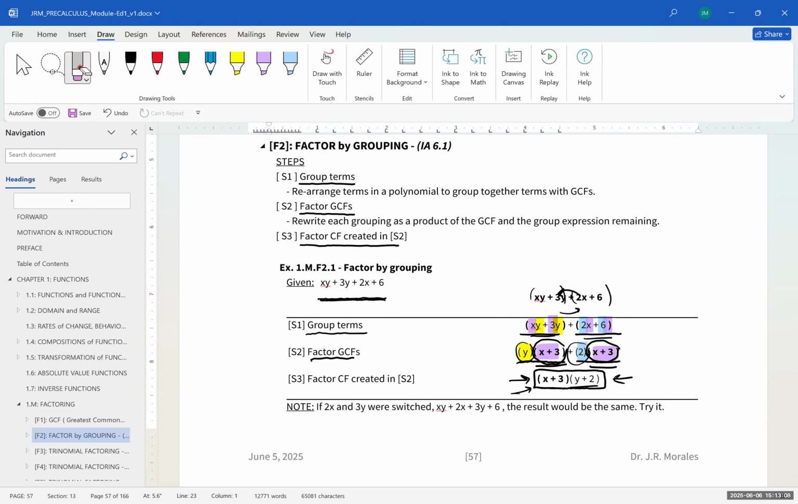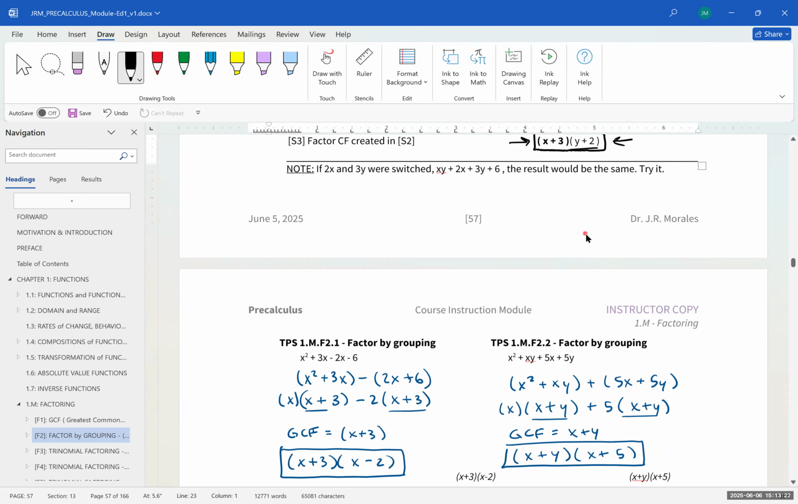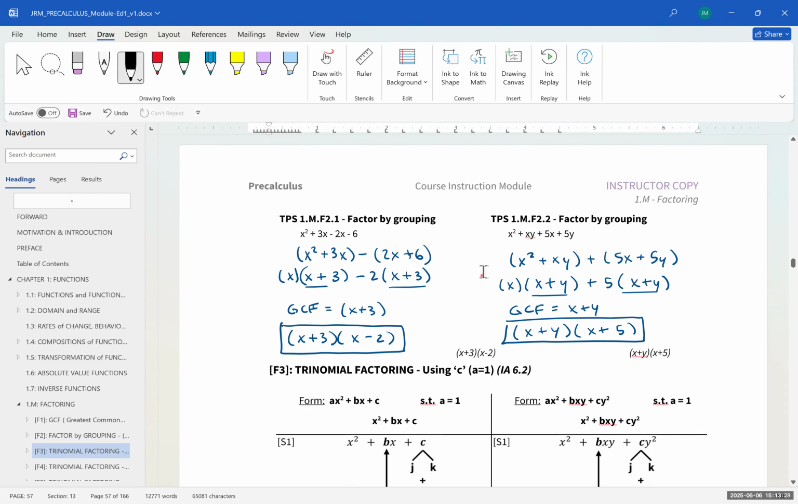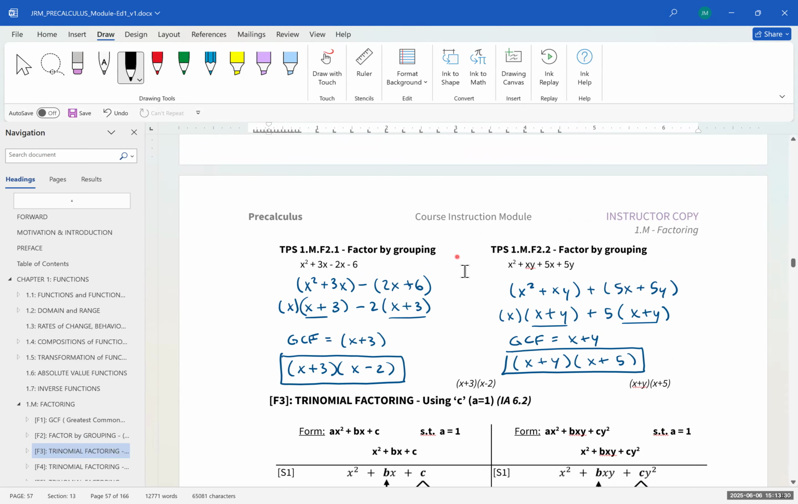All right, so I would go ahead and maybe try switching 2x and 3y and see if you get the same result. All right, so that's the definition of factoring by grouping with an example. Now, next, I've got these two think pair shares, and let's just kind of go over this really quick.